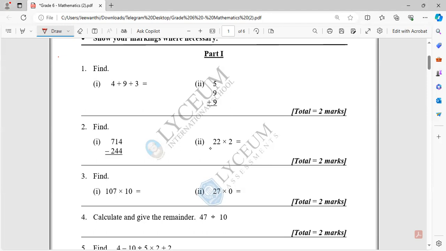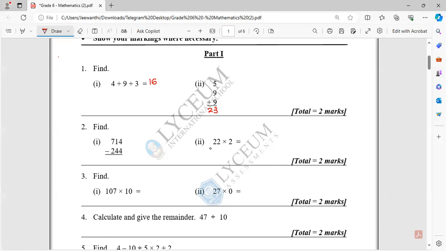Then 4 plus 9, it is 13. Then 13 plus 3, 16. We write the answer 16. So then here 9 and 9, 18. 18 plus 5, 23. Right? Okay. So then we will move to the second one.